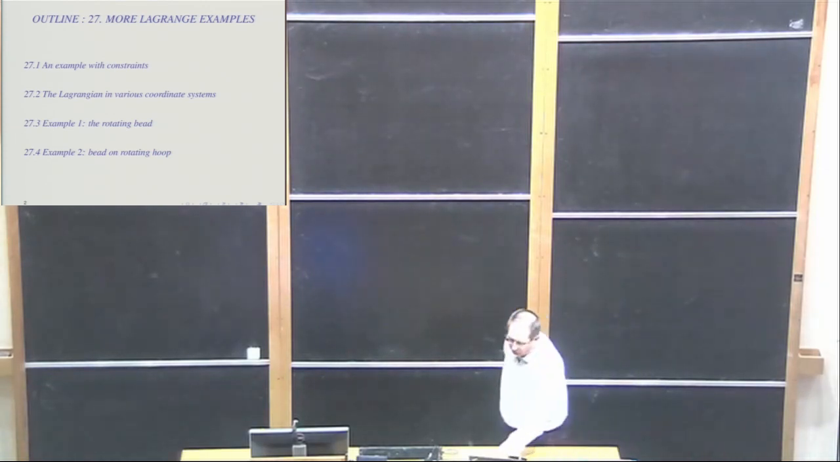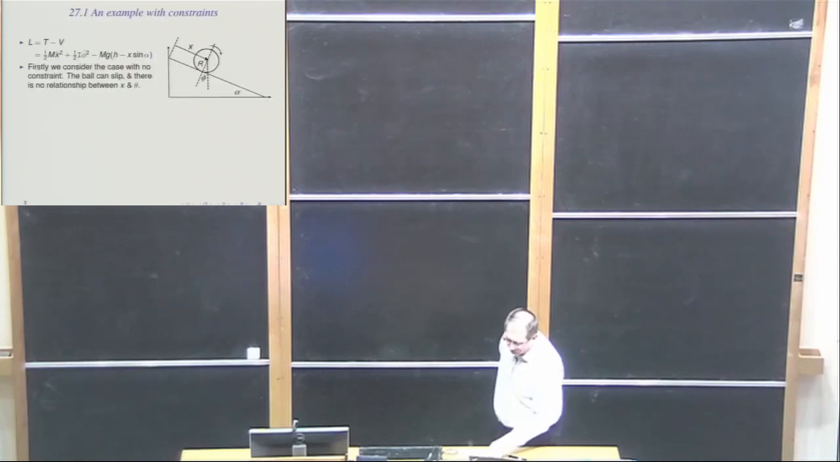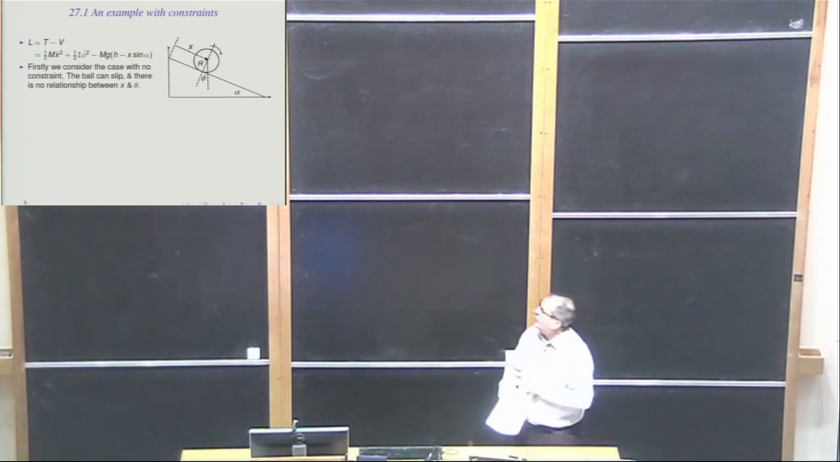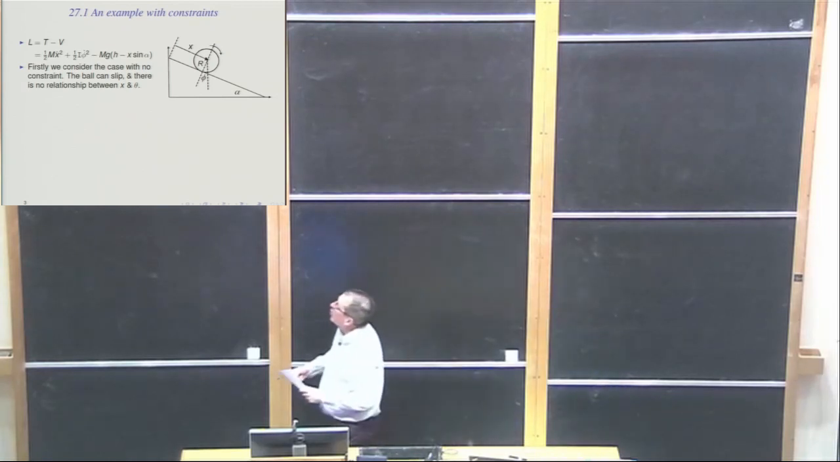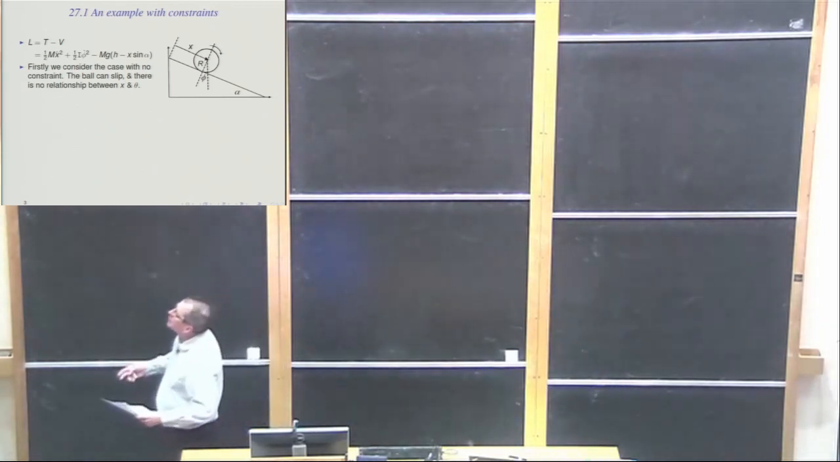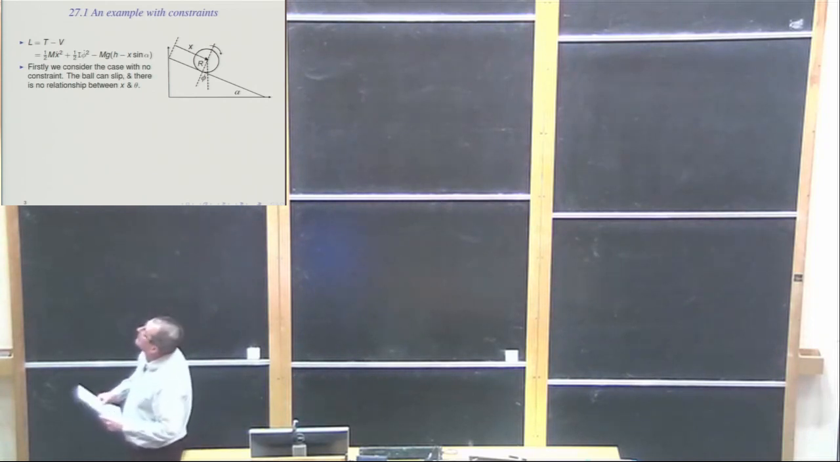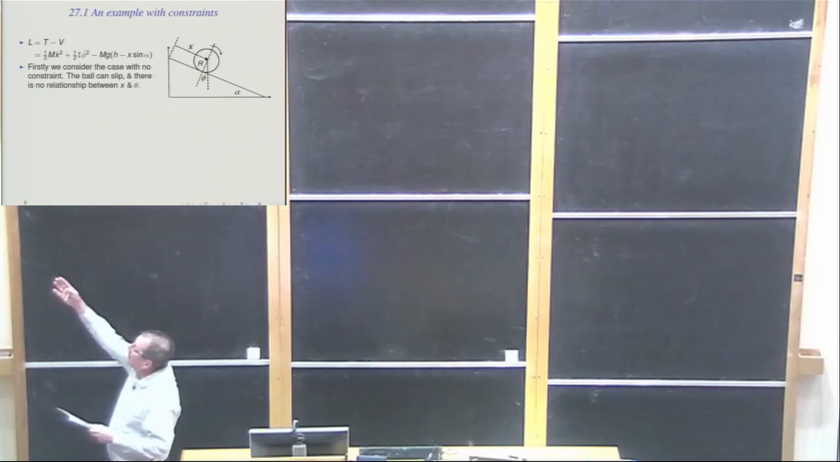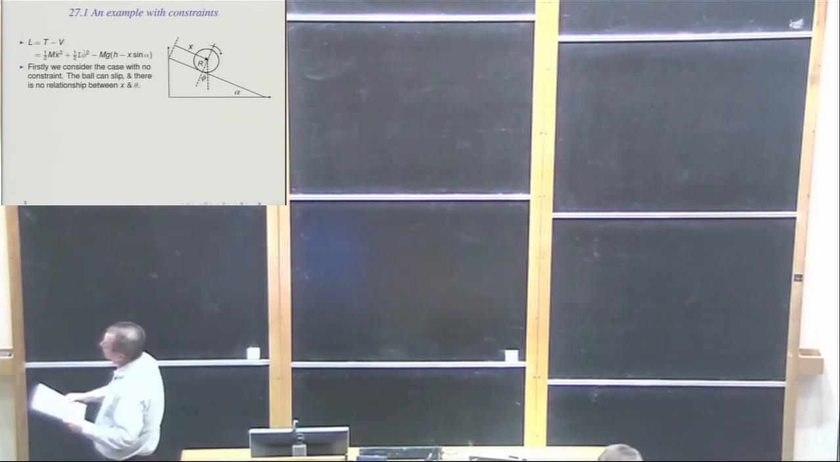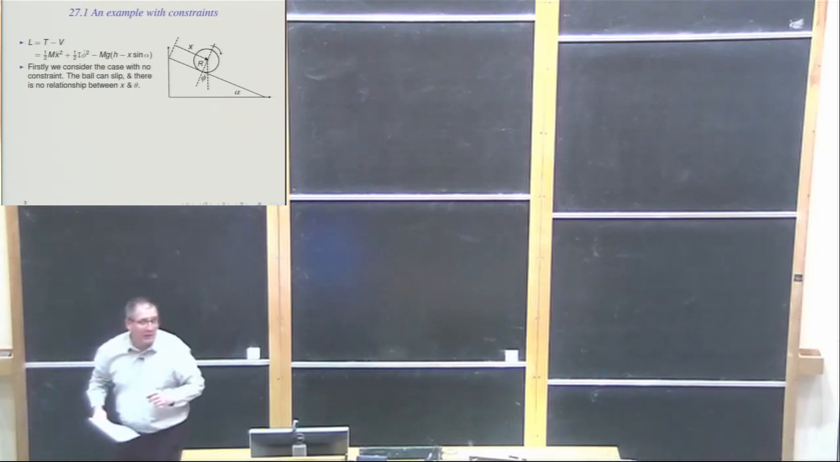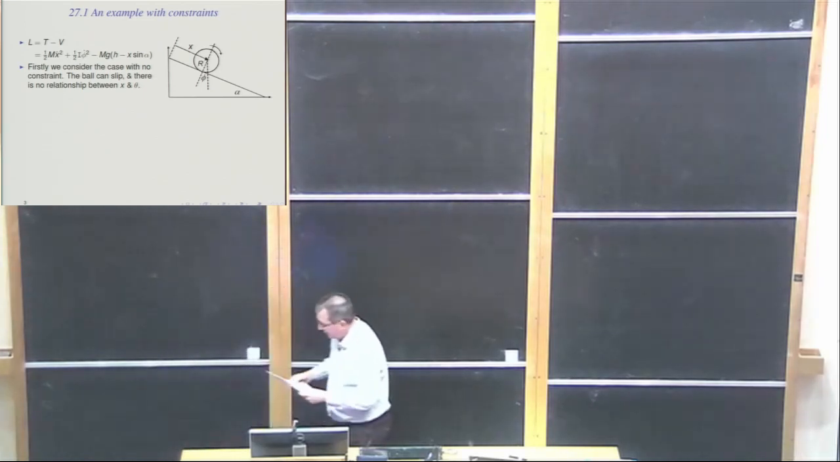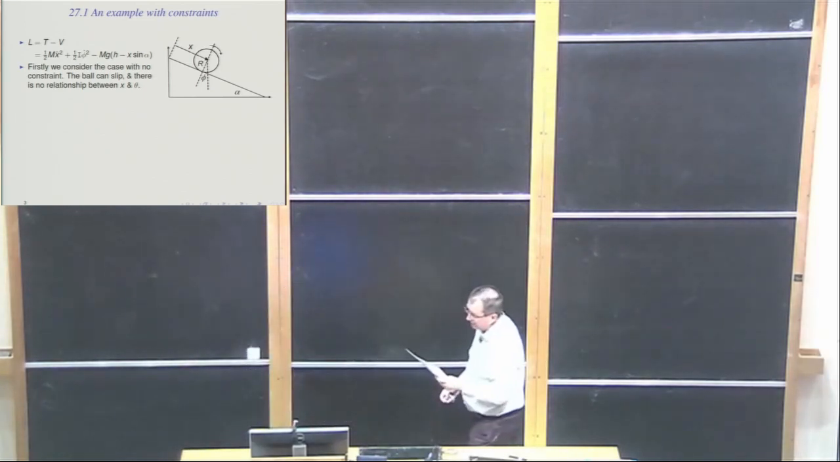So, we gained some familiarity with the use of the Lagrangian and the Euler-Lagrange equations yesterday, so let us continue with some additional examples, in particular to try and illustrate in more depth how we apply constraints and what information these constraints bring us. So this slide says an example with constraints. We will first look at it with no constraints, and then we will apply the constraints.